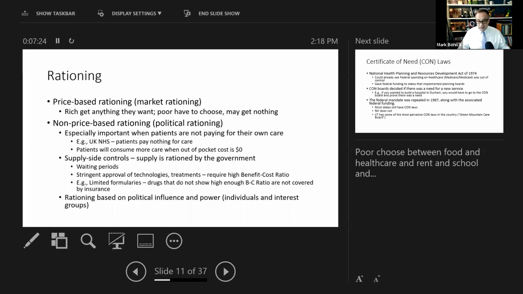So an insurance company or a government that provides healthcare might just say, this treatment, this technology does not meet our benefit cost ratio based on what our health economists say. And so therefore we're just not going to include it in our plan. And then some other examples include limited formularies.